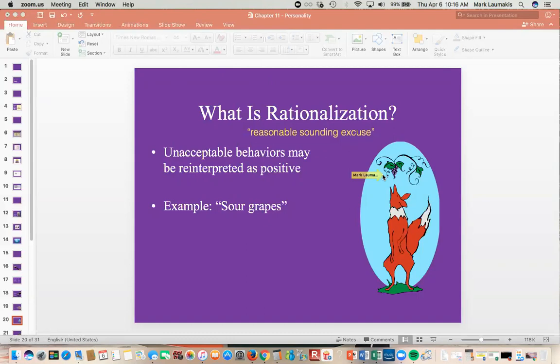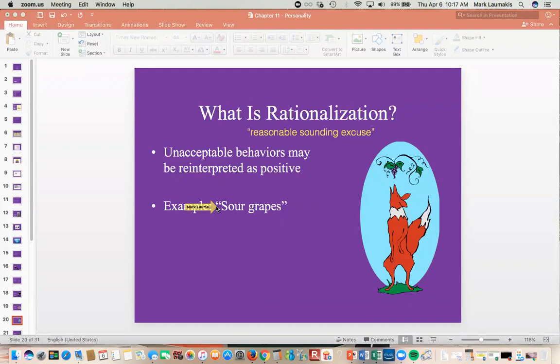I can't reach the grapes. This is actually from Aesop's Fables, right? So what do I say? They're sour grapes. Go to the movies. I'm dying to see some movie. I get there, it's sold out. What do I say? It's probably not very good anyway. Okay? These are all reasonable sounding excuses.